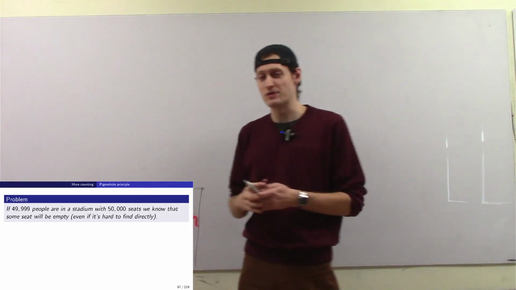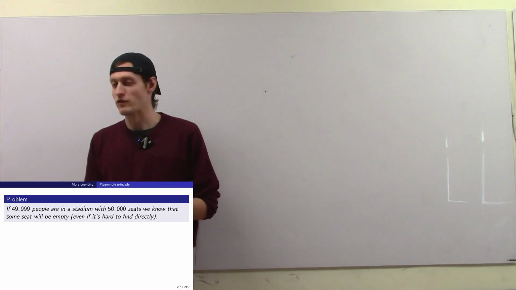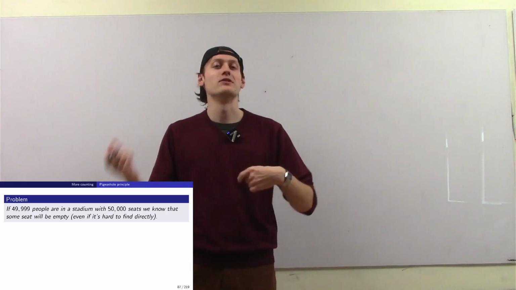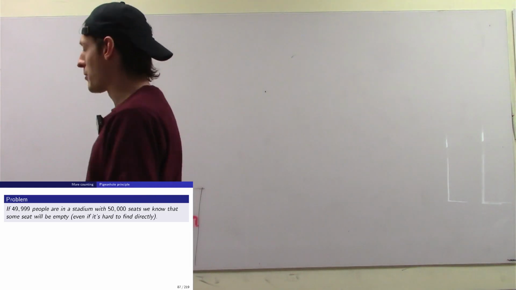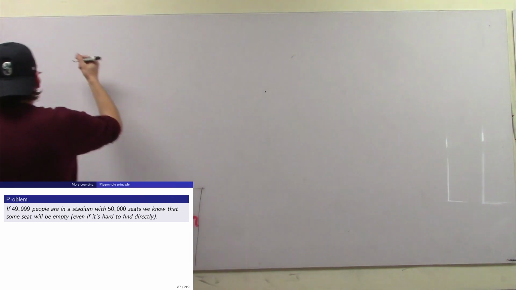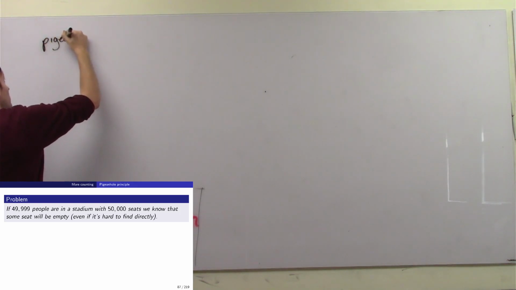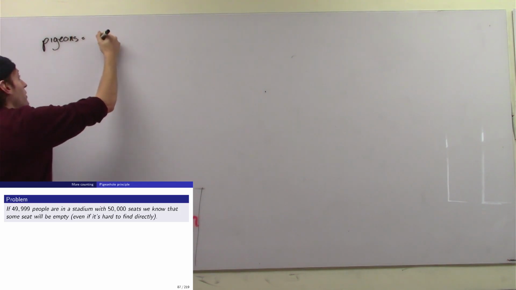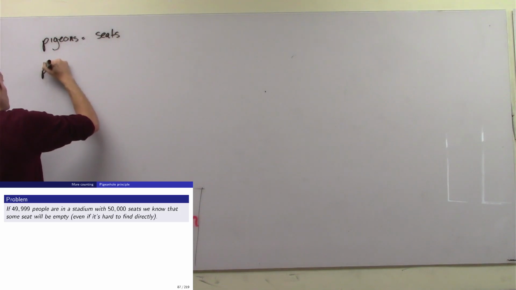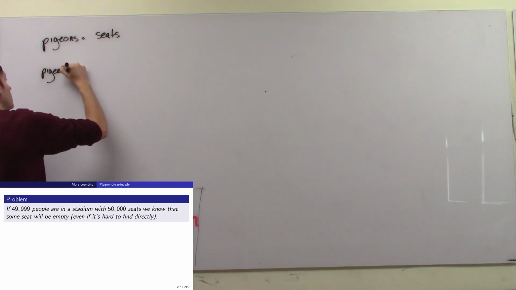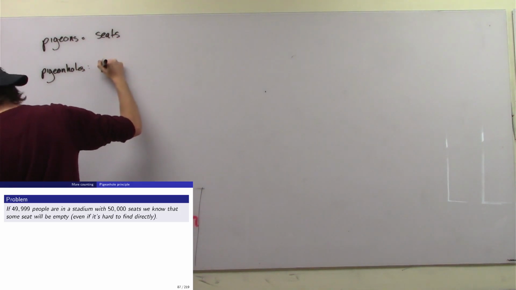Even if we don't know what the seat is, this is talking about the non-constructive nature of the pigeonhole principle. It's going to give us a guarantee, but it's not going to tell us what that guarantee looks like. So I think this problem is interesting because here, I'm going to think about my pigeons and my pigeonholes. My pigeons, sort of counterintuitively, are going to be my seats in the stadium. And the pigeonholes are going to be my people.